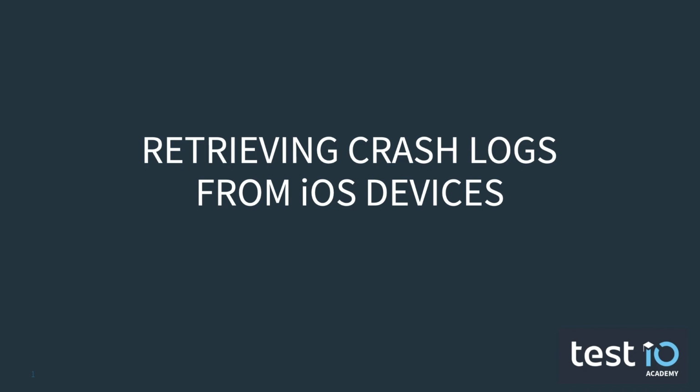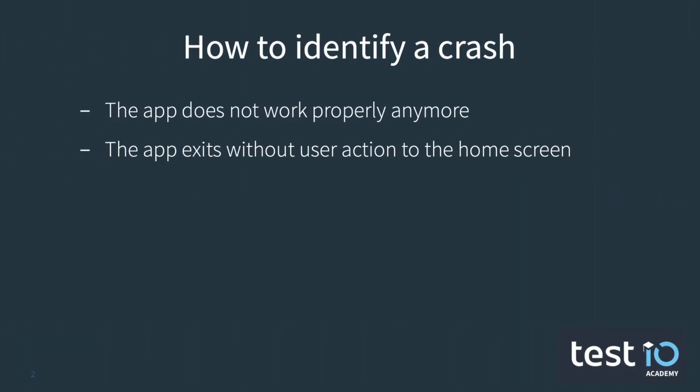Today I'm going to talk about retrieving crash logs from iOS devices, such as your iPad, iPhone or iPod. So how do we identify a crashed application? Normally applications do not terminate by themselves, and before a crash you will notice that the app doesn't work properly anymore. Maybe it slows down or freezes, and when the application crashes, it takes you back to the home screen.